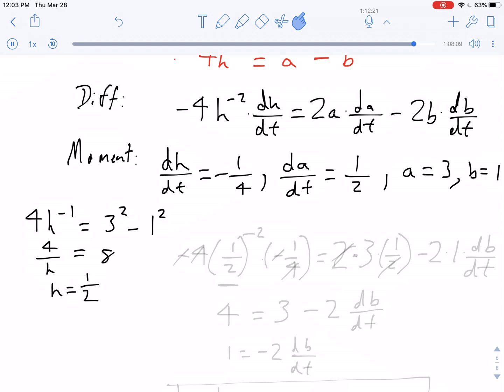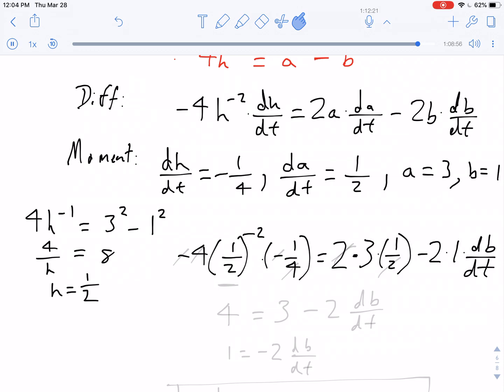So now I can plug everything into my differentiated equation. I got negative 4 times H to the negative 2 power, times my dH/dt, which is negative 1/4, equals 2 times A, which is 3, times dA/dt, which I have as 1/2, minus 2B, or not to be. Sorry, I cannot say that without saying the joke. All right. dB/dt is what we're looking for.